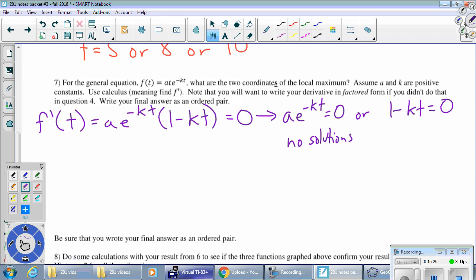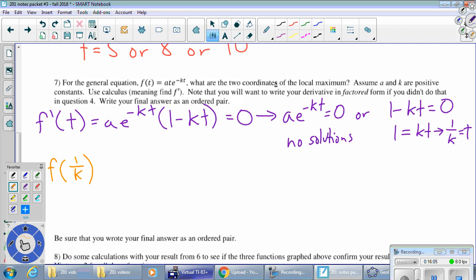The other equation will have a solution, again solving for t. So we'll add kt to both sides and then divide by k. So we just found our critical point is that t equals 1 over whatever the k is, the opposite of whatever number is sitting right there. Okay, but we're looking for the two coordinates of the max. We just found one, so what we need to do now is find f of 1 over k, taking the t value, the input value we just found, and plugging it into the original function, not the derivative, but the original function. We're looking for the y value here, the output.